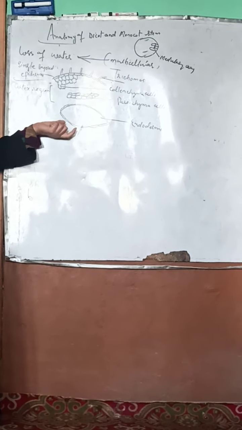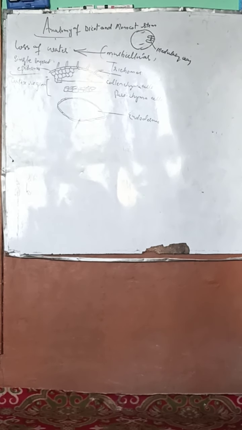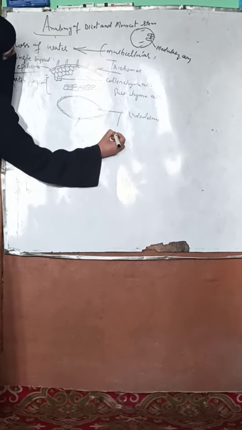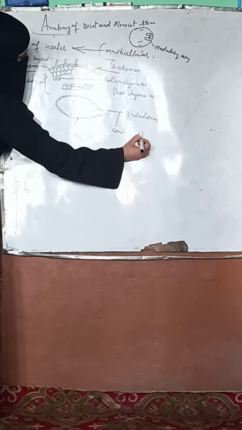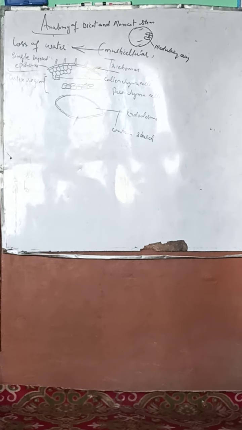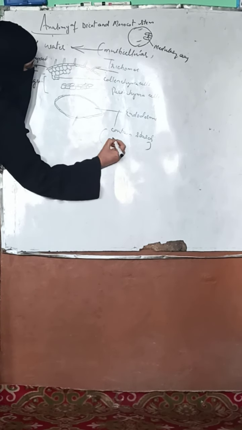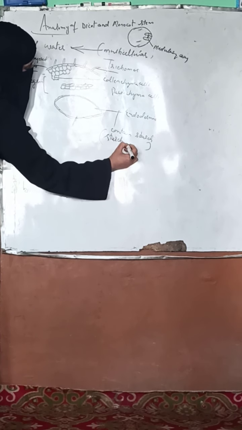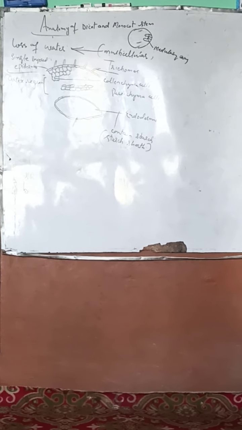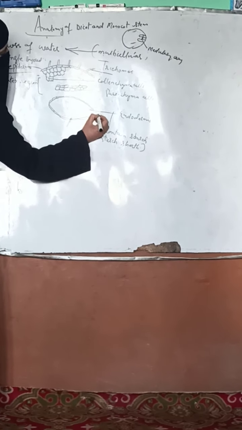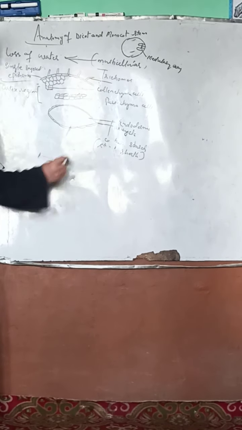So we were talking of endodermis. We know that this endodermis contains storage, so it is also called storage sheath. And there is a structure which we call pericycle.